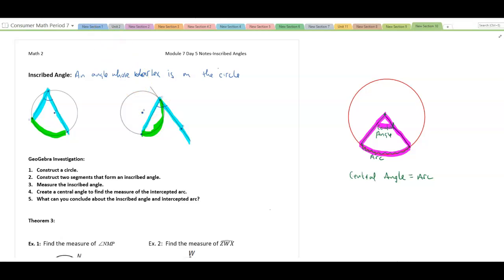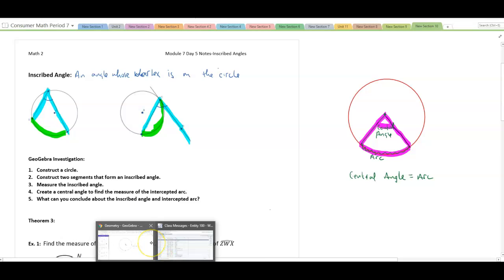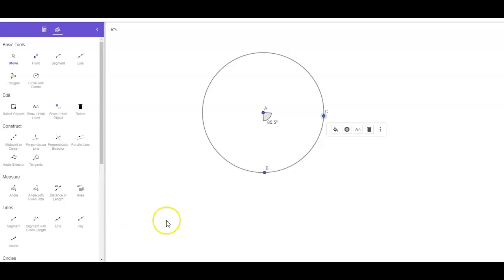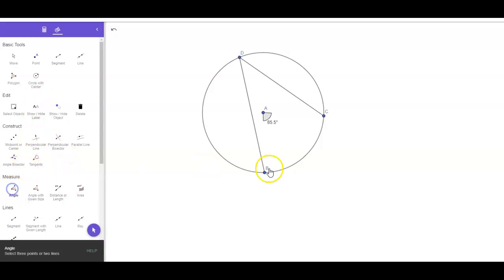So how can we use the measure of the arc to find the angle or vice versa? Well, I'm going to go to GeoGebra and construct an inscribed angle. I'm going to go from here to here and then here to here. And if you notice, I put the vertex of that angle on the circle. Now I'm going to measure that angle, right there and right there.